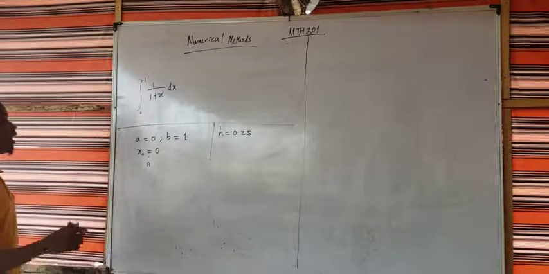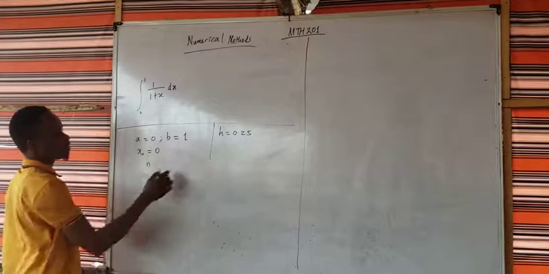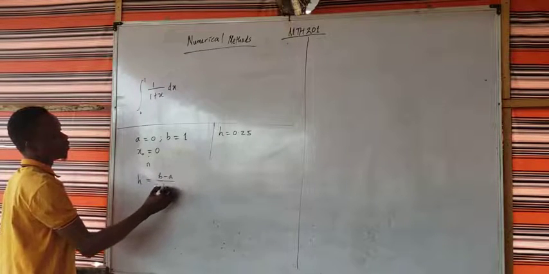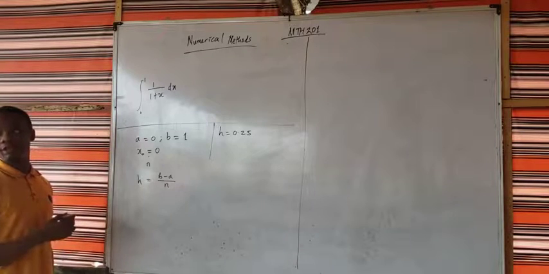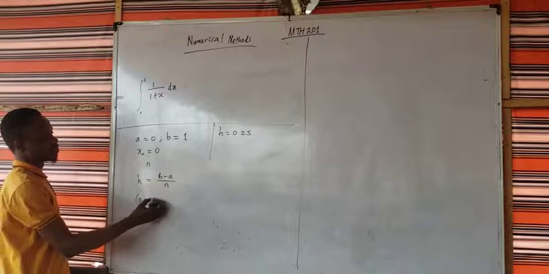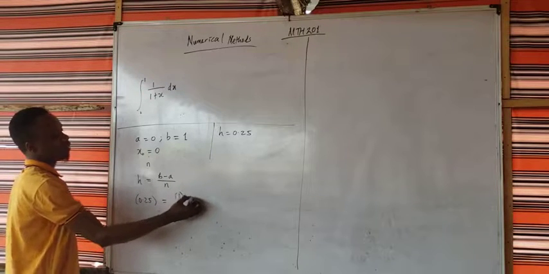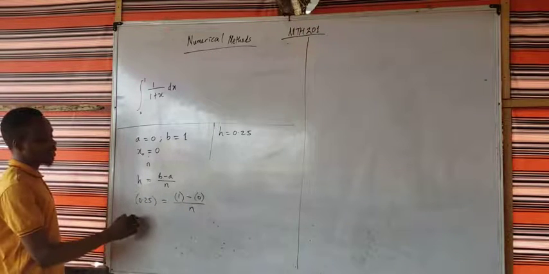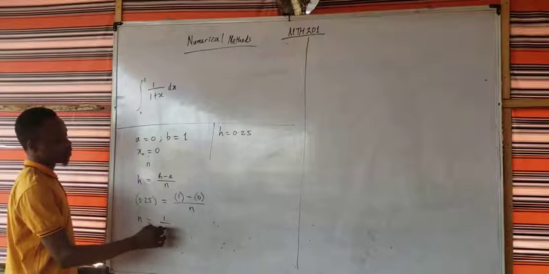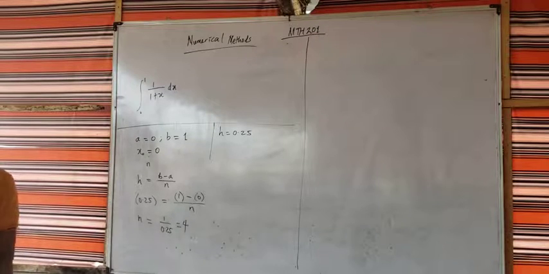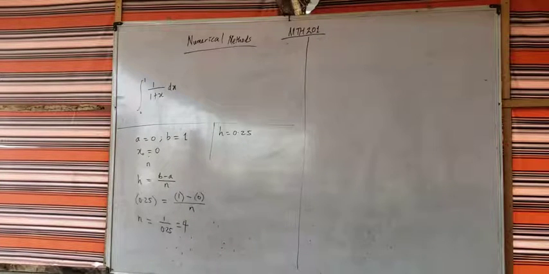And don't forget that I told you yesterday that if you want to get the size of each interval, h, it is equal to b minus a all over n. Can you remember this? So in this case, you have been given h to be 0.25. So 0.25 equals b, which is 1, minus a, which is 0, all over n, which is what we want to get. That means our n is going to be 1 over 0.25, which is 4. So in this case, our n, the number of intervals, is 4.